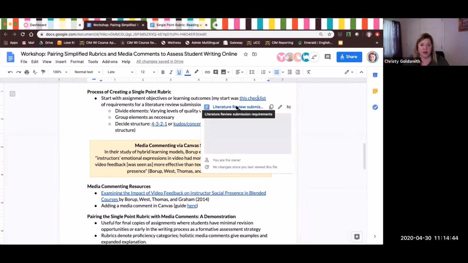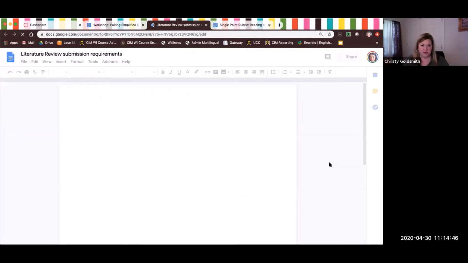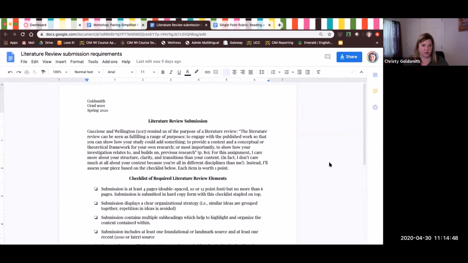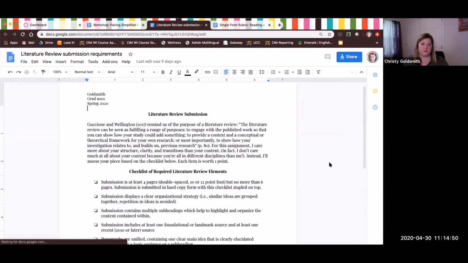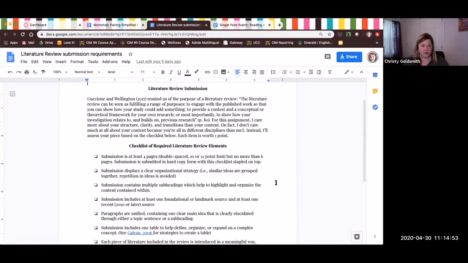And so I created this checklist when I was thinking about what the elements of a literature review would be that would be really useful across disciplines. Then I tried to grade them with this checklist, and I thought, this is a challenge, because some of these are truly checklist items. So for example, 4 pages, double spaced, all that stuff. That's a check. They got it or they don't.